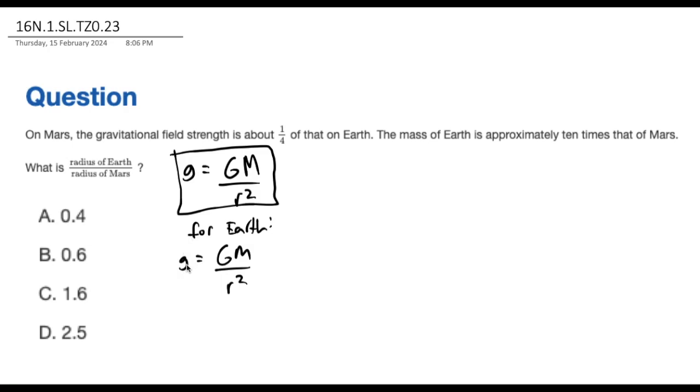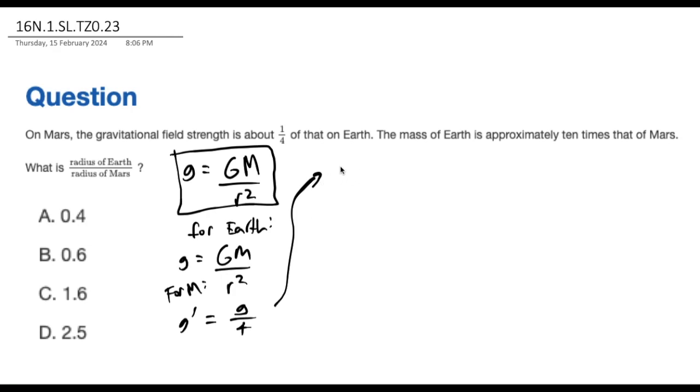We know that the gravitational field strength of Earth is 4 times stronger than the gravitational field strength of Mars. So we can say g dash, which is the gravitational field strength of Mars, is Earth's gravitational field strength divided by 4. Is that not what it says right there? So we're just using that for our question. So let's write an equation, shall we, for Mars.